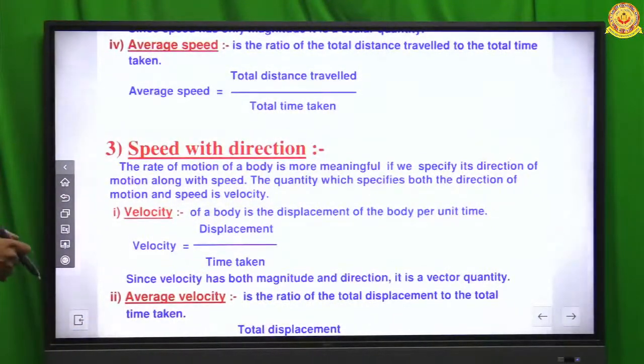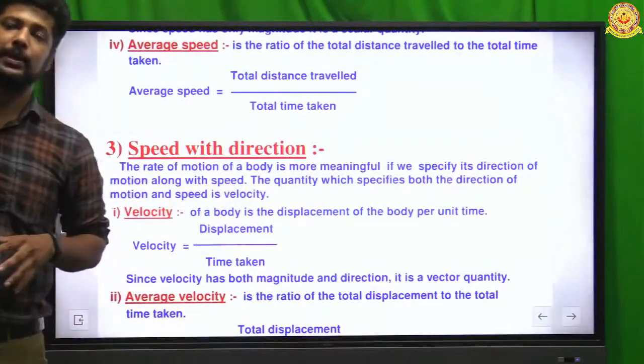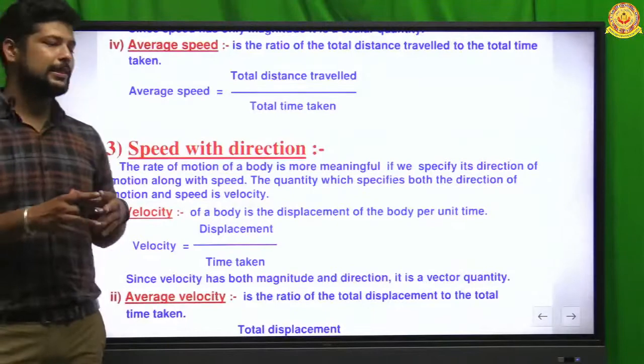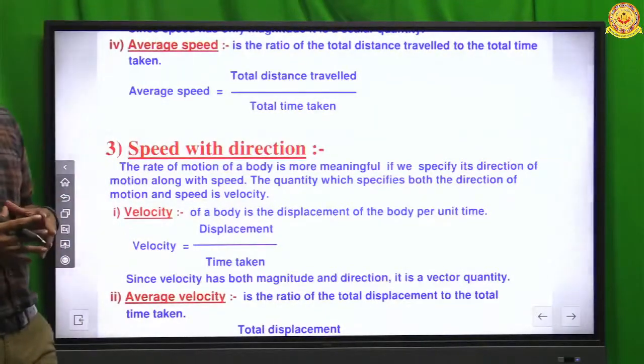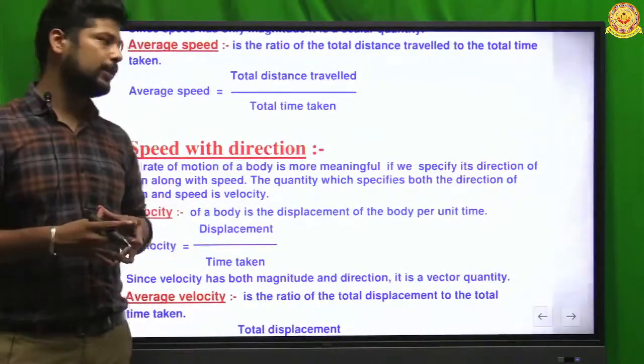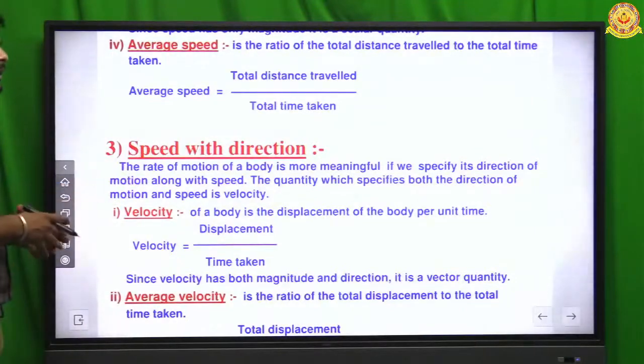Now what is average speed? Average speed is the ratio of total distance traveled to the total time. What is the difference between speed and average speed? Speed we just determine by distance upon time, but average speed is determined by total distance upon total time. That is basically average speed.